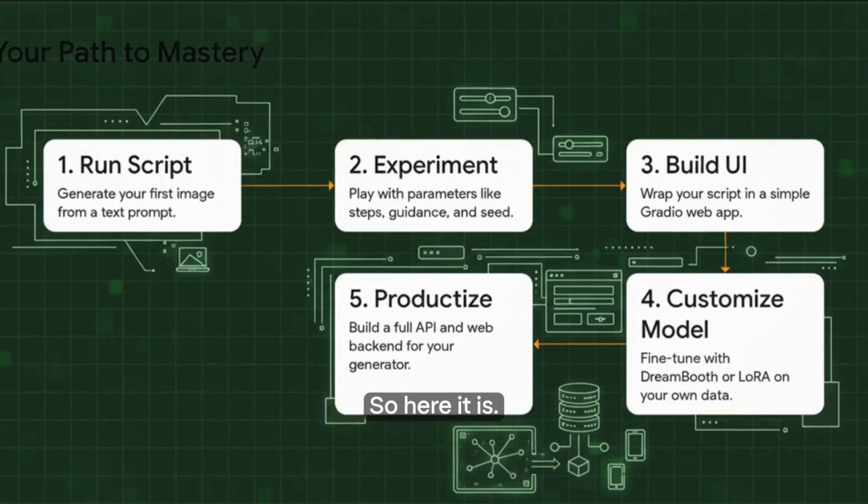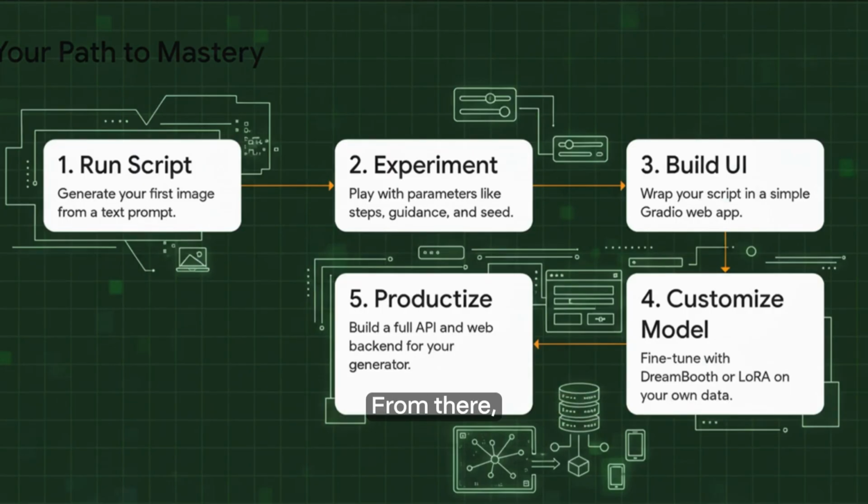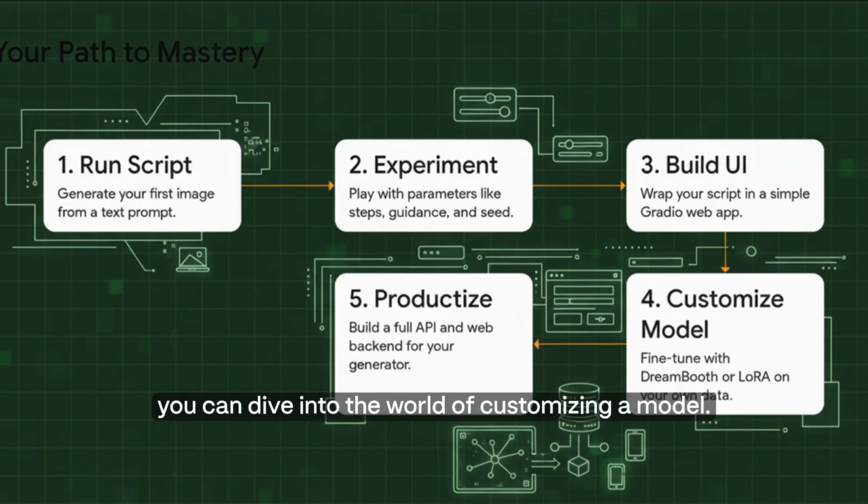So here it is, your path to mastery broken down into 5 simple steps. You've already done number 1. The next logical step is to just play with all those parameters we talked about, get a feel for them. Then build that Gradio UI. From there, you can dive into the world of customizing a model. And who knows, maybe you'll end up building a full product out of it.